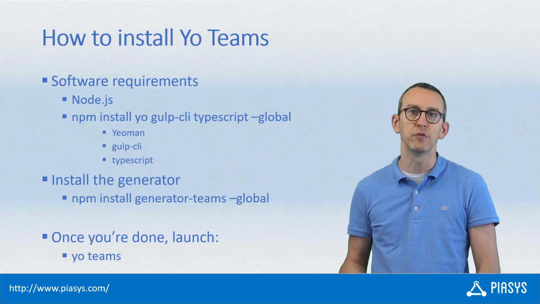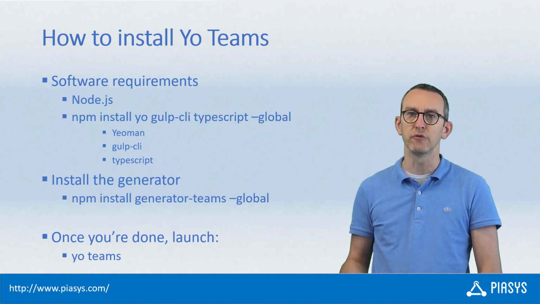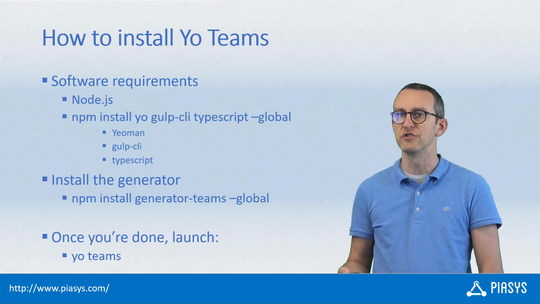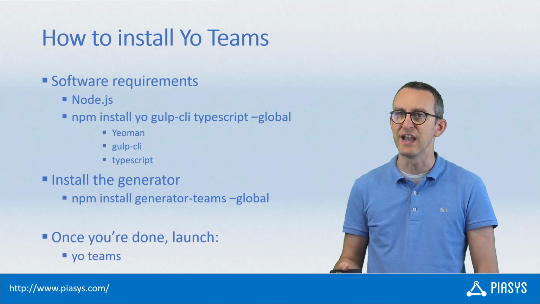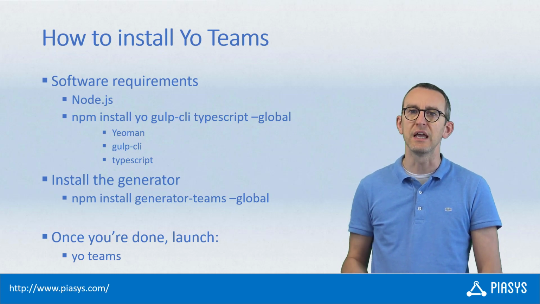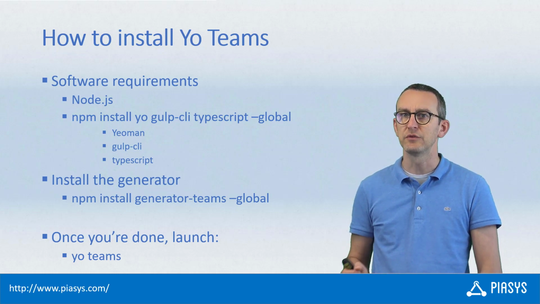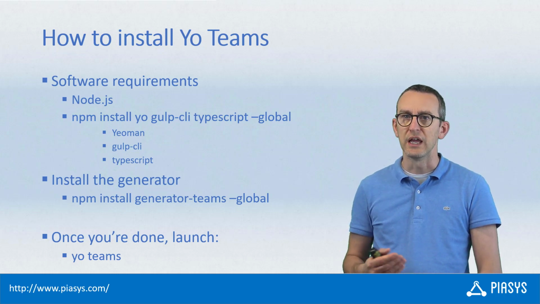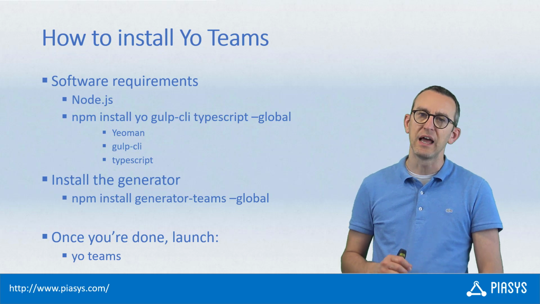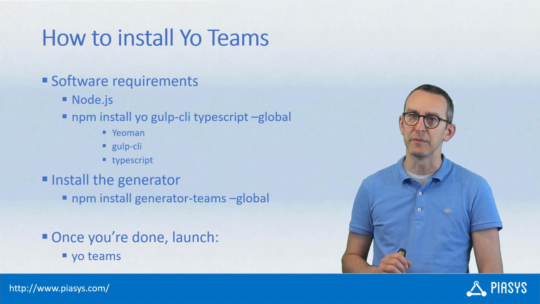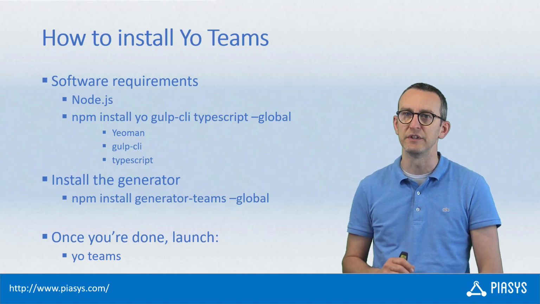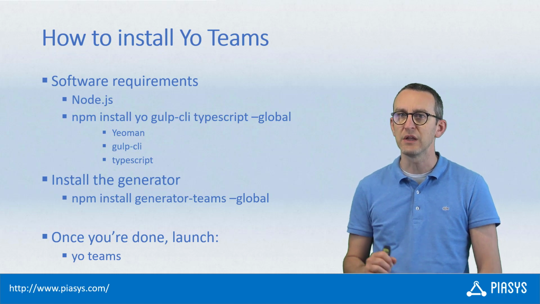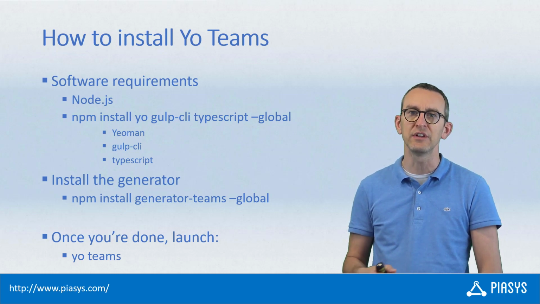Technically speaking, if you want to use the Yeoman generator for Teams, you will have to set up first of all Node.js if you don't have it yet, and then using the npm package manager you have to install, of course, the Yeoman generator tool as well as Gulp CLI and TypeScript, again if you don't already have them in your machine.